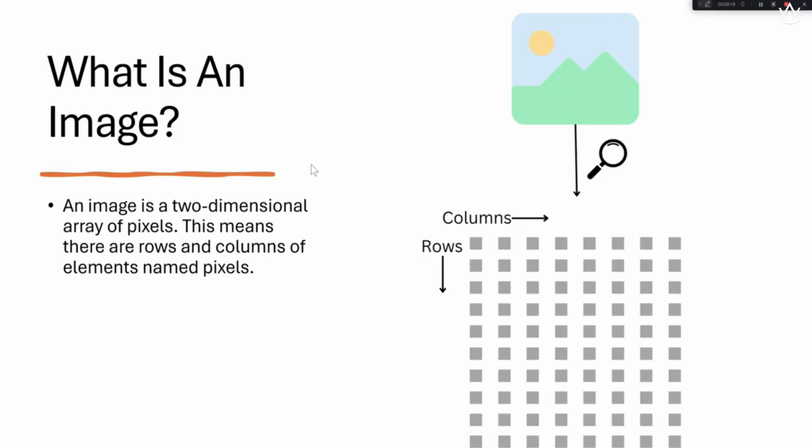What is an image? Well, an image is a two-dimensional array of pixels. This means there are rows and columns of elements named pixels. So if we look here, these are all of the columns, and these are all of the rows.